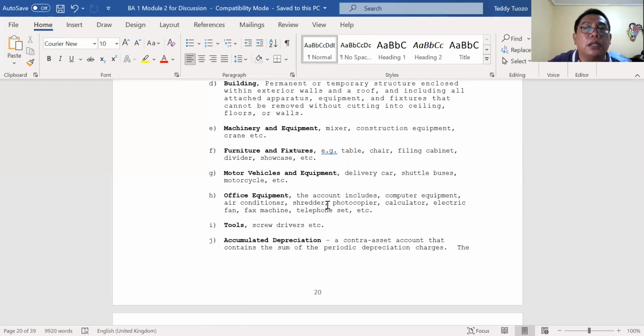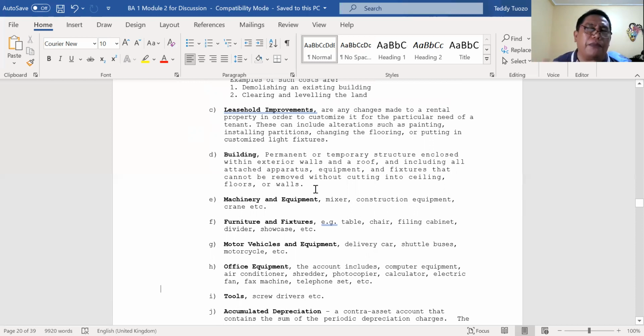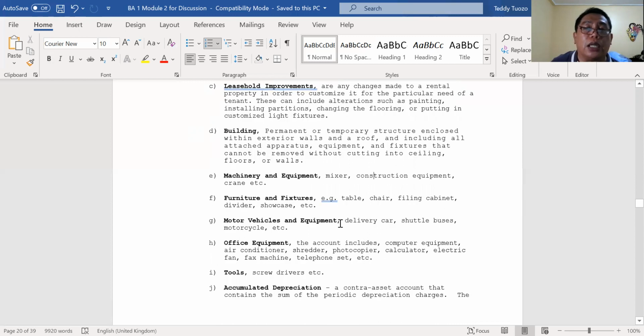What is depreciation about? First, building. I mean, everybody knows what a building looks like, no? Then the machinery and equipment, this can actually be machinery alone or sub-equipment, no, for purposes of discussion and accounting, or even if you're a sole proprietor, you can actually use an account title that is tailor fit to your business. But for accountants, when they audit, they are going to use the universal classification of these accounts. So under machinery and equipment, mixers, construction equipment, crane, etc., etc.